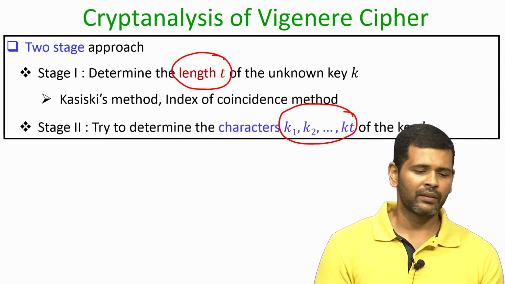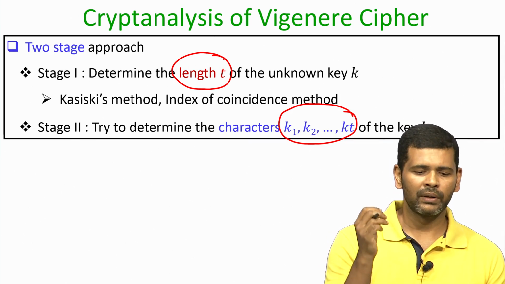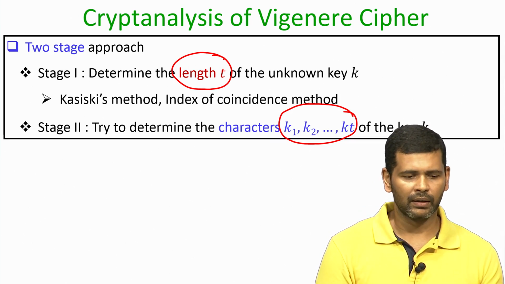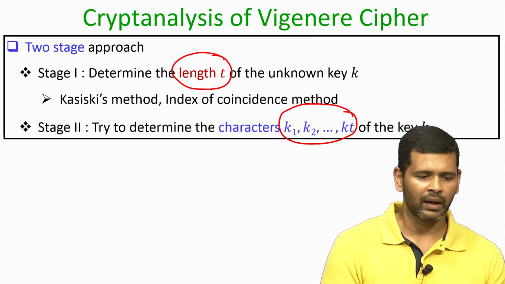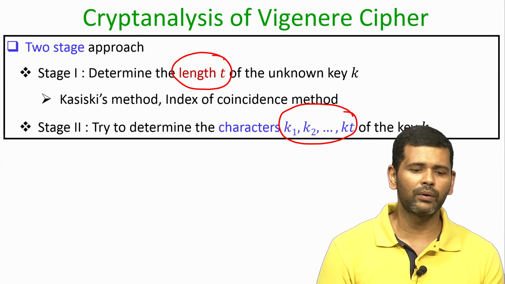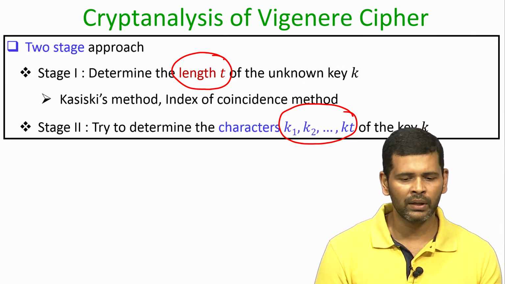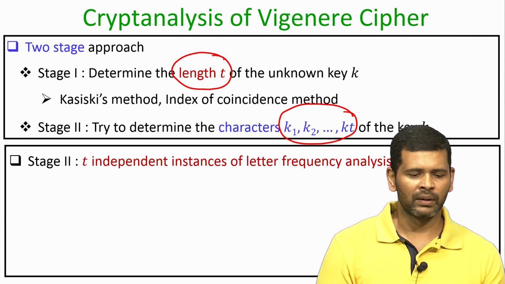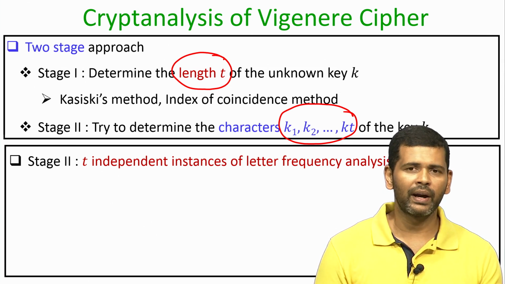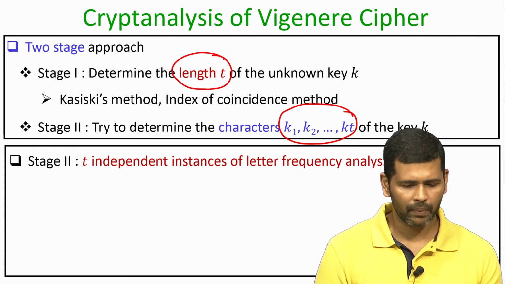So, I will assume that we know how to determine the value of t, and I leave it as an assignment for you to go through the references, see these methods, and find out how exactly the value of the unknown t can be computed. What I am going to discuss is how, once the value of t is known, we find the unknown characters of the key.